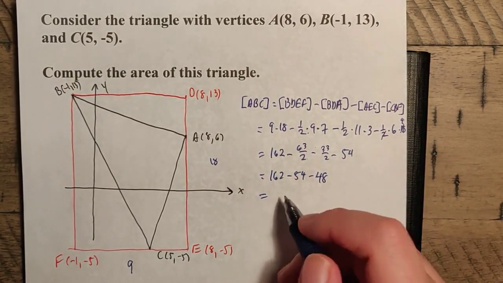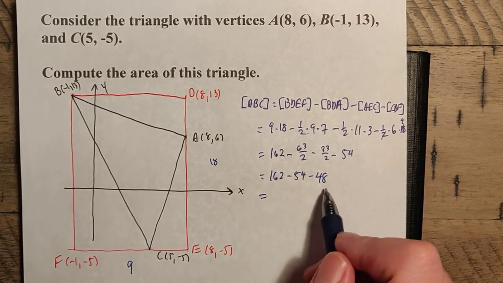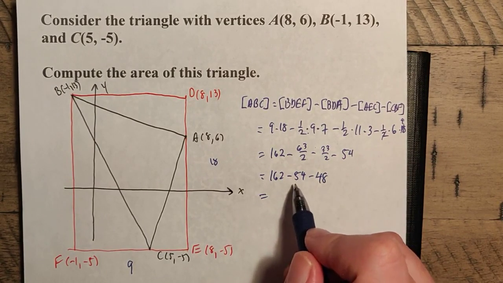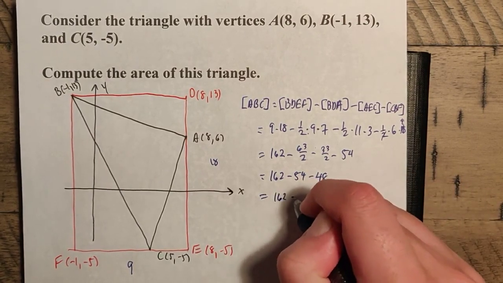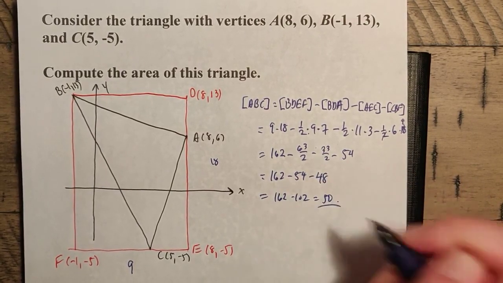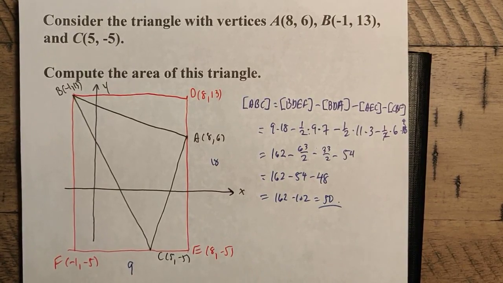So now we can just put this all together. 54 and 48 together is 102, and 162 minus 102 yields you 60... so you can see the area of this triangle is 50.